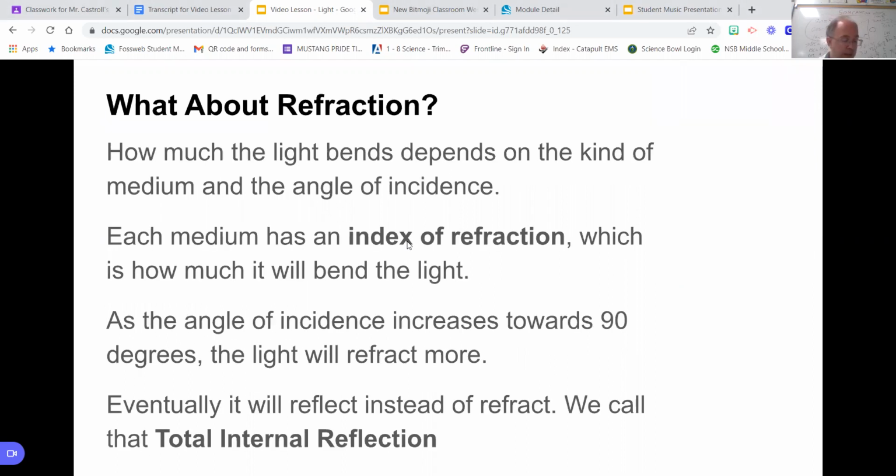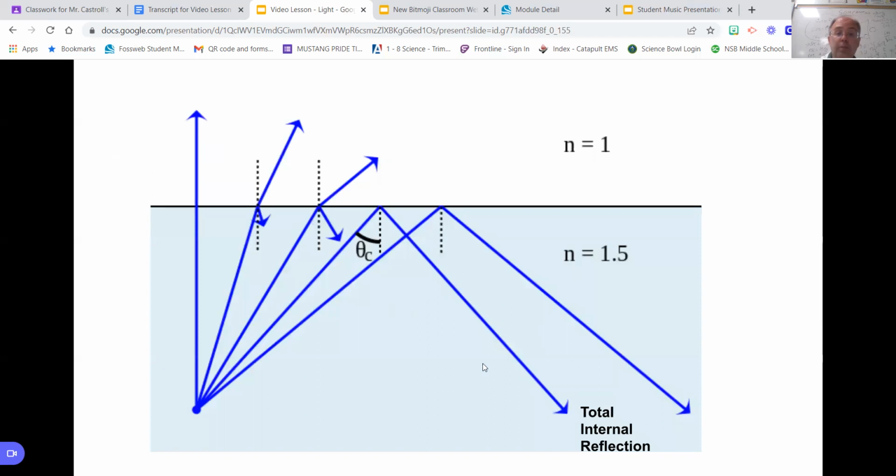How much the light bends depends on the kind of medium and the angle of incidence. We call the refractive ability of a substance the index of refraction. But what is more important is that as the angle of incidence gets closer to 90 degrees, it refracts more. If it's going at a very low angle, it just keeps going straight ahead. If it goes at an angle close to 0, it won't refract much. However, if you get to a point around 50 degrees, it doesn't refract anymore. It reflects. See here, this point here, it's reflecting. We call that total internal reflection.